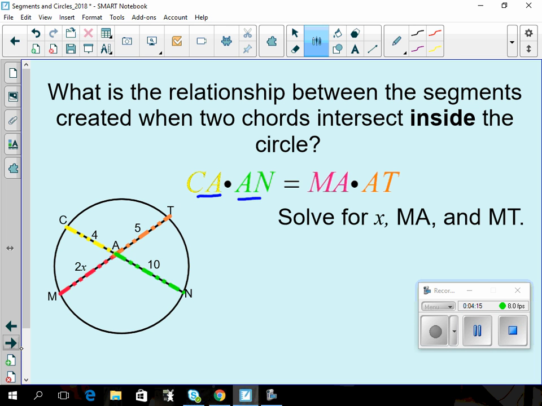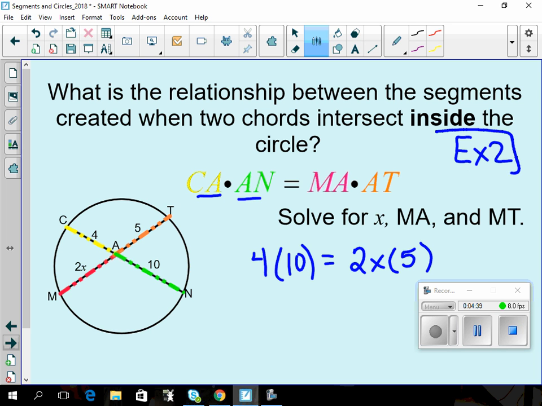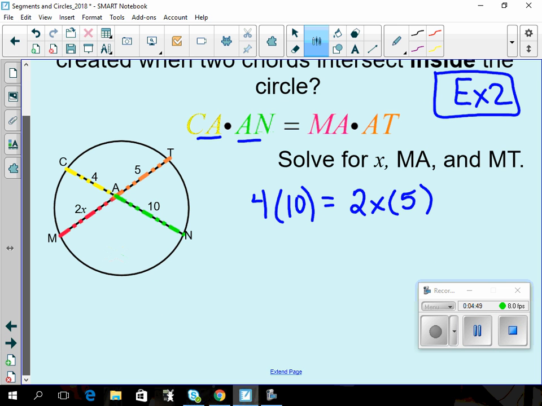Is it hard to see back there? So it'd be 4 times 10. And let's use parentheses for the times so we don't get confused with the x. Is equal to, what would the other side of the equation look like? 2x times 5. This is example 2. Yeah. You don't have to put the letters. You can just put 4, 10, 5, and 2x. I'll simplify the picture for you if it helps.